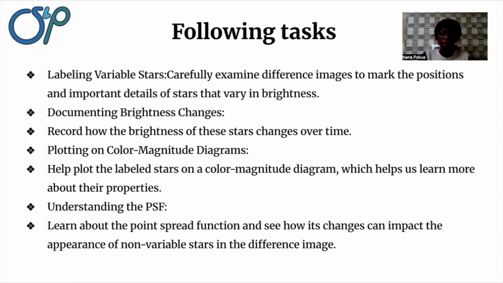The following tasks that we did in this project were labeling variable stars: carefully examine different images to mark the positions and important details of stars that change in brightness; documenting these brightness changes: record how the brightness of the stars changes over time; plotting on color magnitude diagrams: help to plot the labeled stars on the color magnitude diagrams, which help us to tell more about their properties; understanding their PSF: learn about the point spread function and see how its changes can impact the appearance of non-variable stars in the difference image.